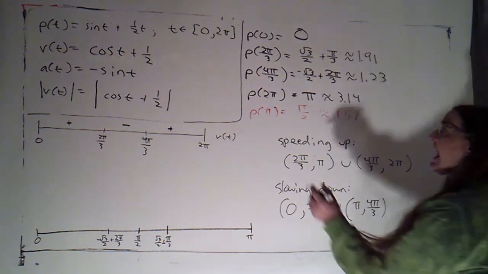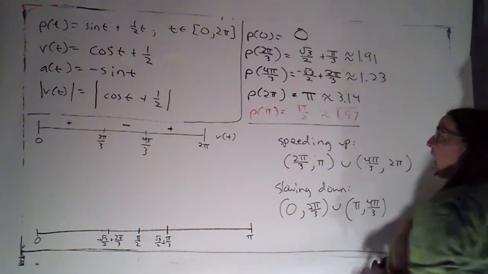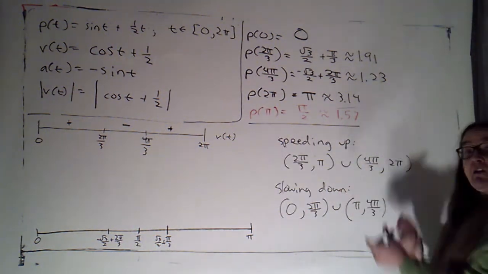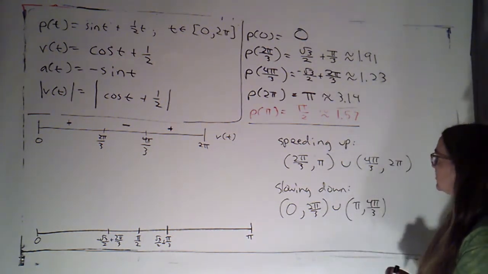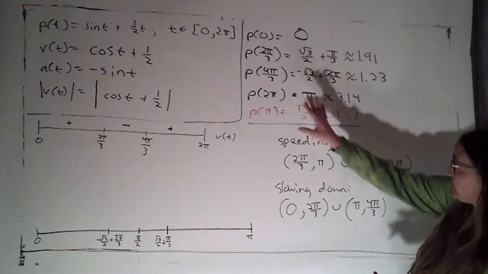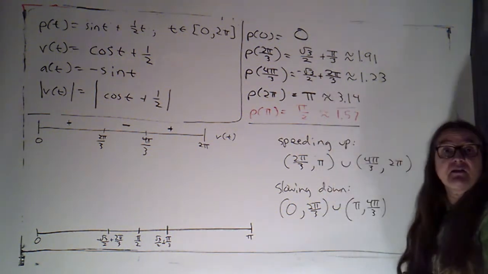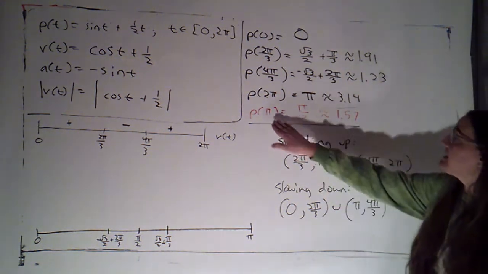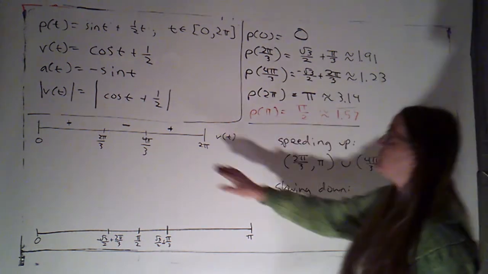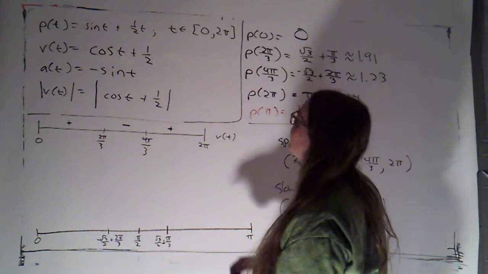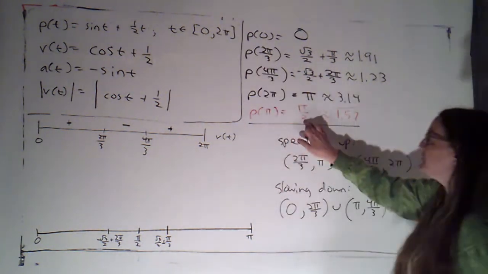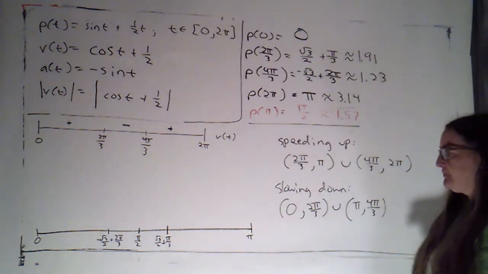I also added the value at pi, because when we calculated when we were speeding up and slowing down, that changed at some of these important points that we already had, but it also changed at time pi. At time pi, our position is just sine of pi, which is 0, plus half of pi, which is pi over 2, and that's about 1.57.